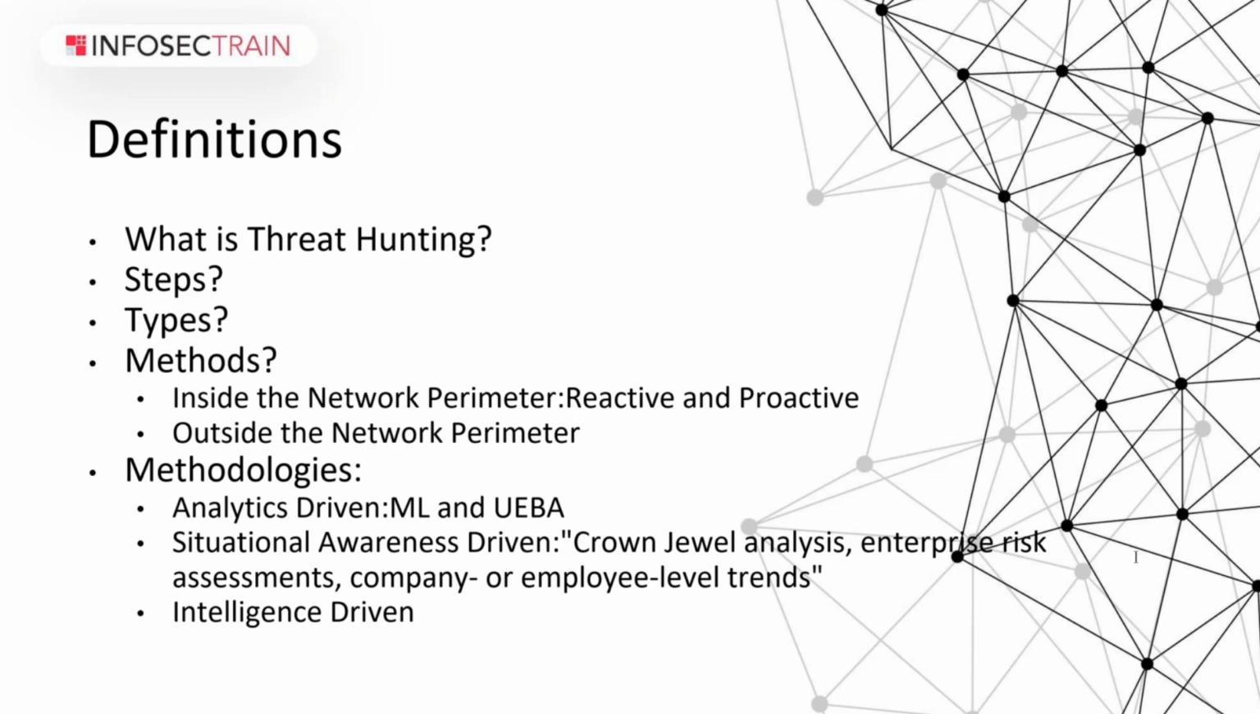Now, when we are hunting inside the internal network, we have reactive and proactive methodologies. After an incident has happened, for example, someone was hit with a ransomware attack, during the incident process they will do threat hunting. Why did it happen? How did it happen? In proactive threat hunting, I start preparing myself to hunt down the attackers, right?